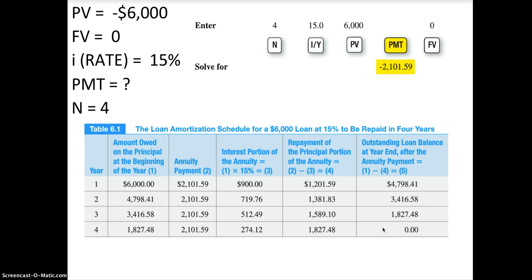So that's solving for payment on an ordinary annuity. And it also sort of dives into this concept of the loan amortization schedule, and how loan payments are calculated, and then how interest and principal payments are broken down year after year, leading to the final payoff of the loan. And that concludes this video.